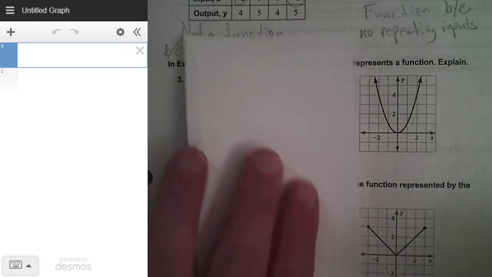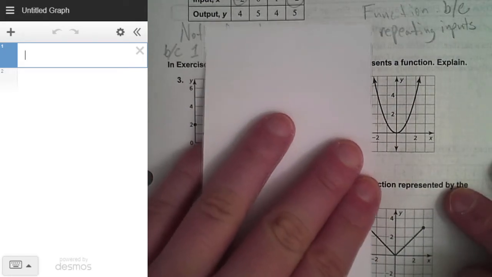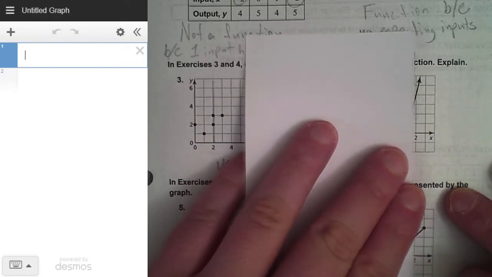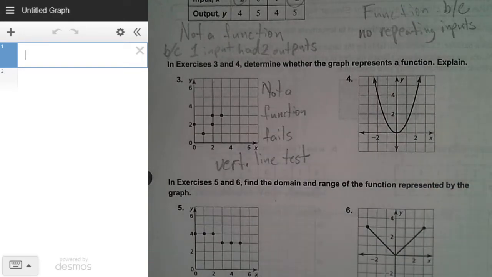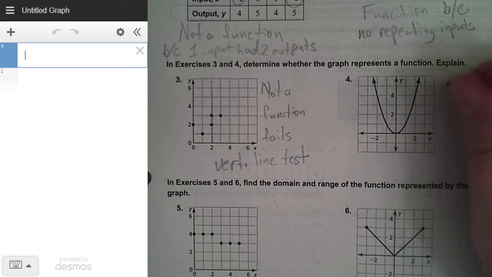We can do the same thing on number 4. We can just go right across there, and we notice that it's always just going to pass through once. So this is a function.